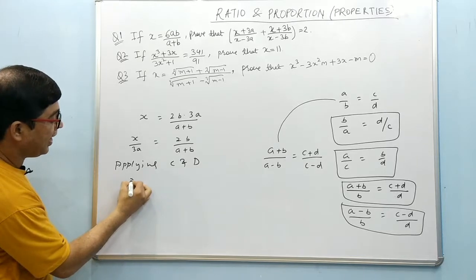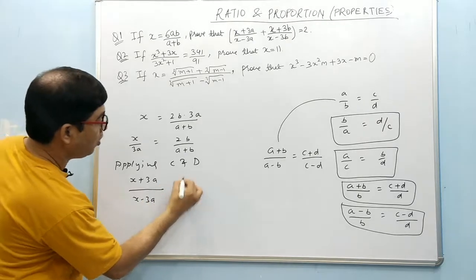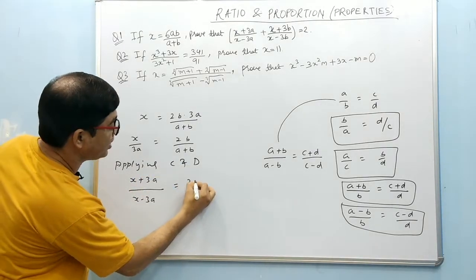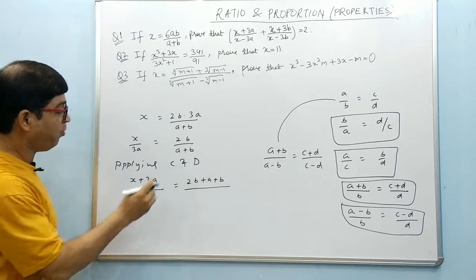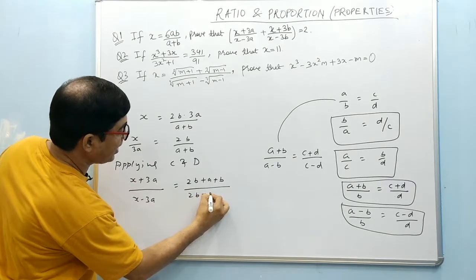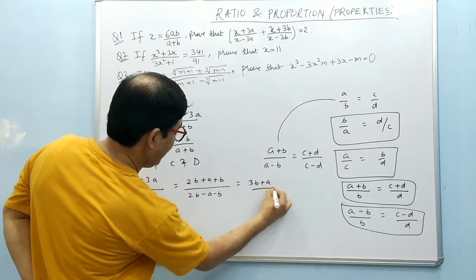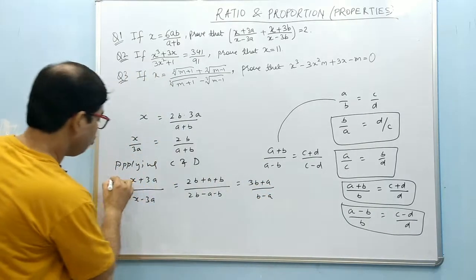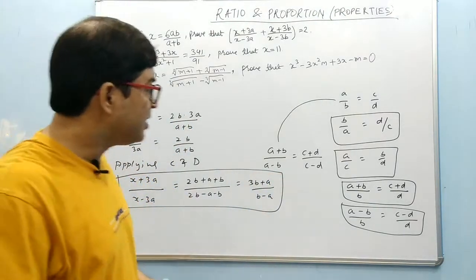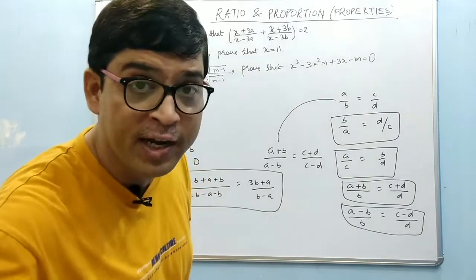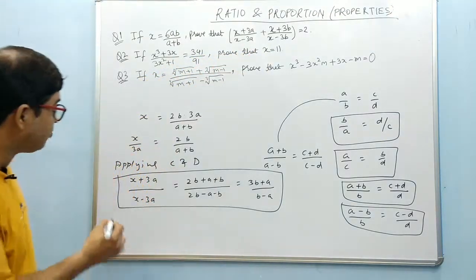it is giving us x plus 3a by x minus 3a is equal to numerator plus denominator, that is 2b plus a plus b, by numerator minus denominator, that is 2b minus a minus b, which is going to give you 3b plus a divided by b minus a. So we got the value of x plus 3a by x minus 3a. In the same way, with a little bit of manipulation, we will get the value of x plus 3b by x minus 3b as well.